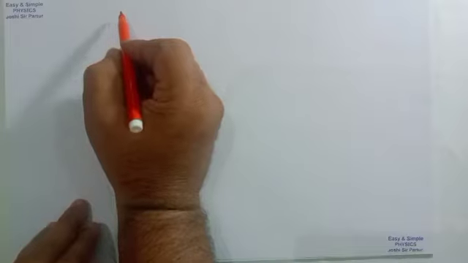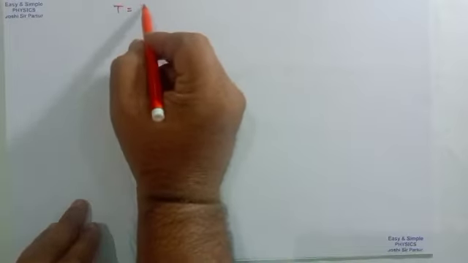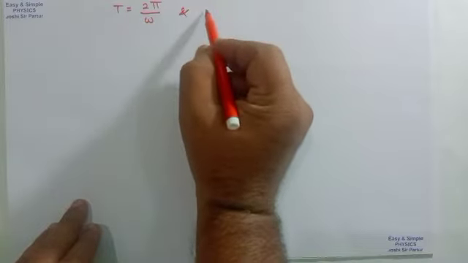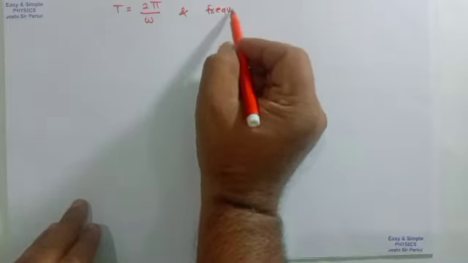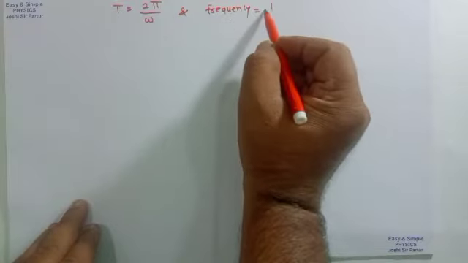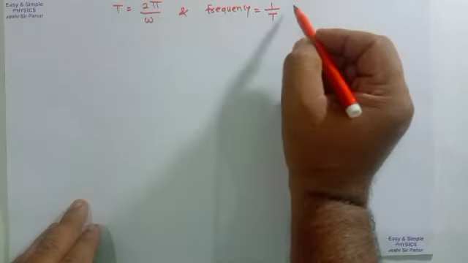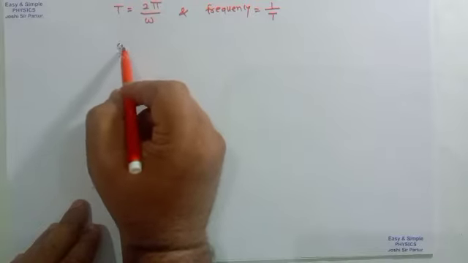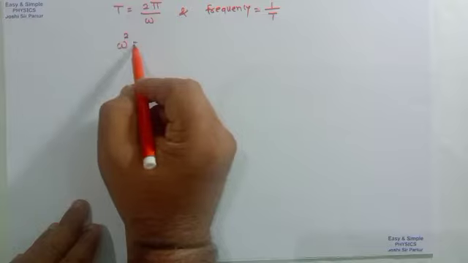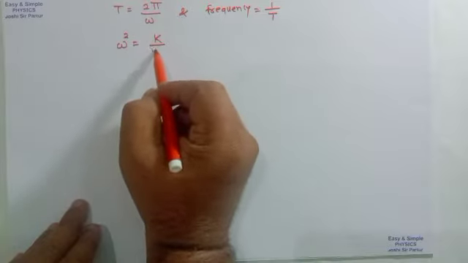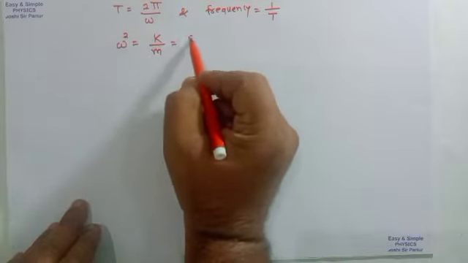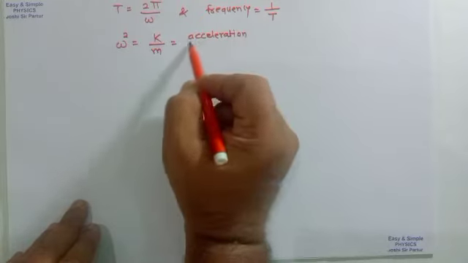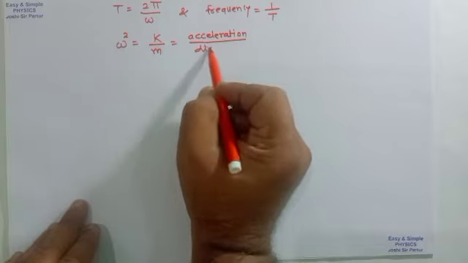First, we know that time period is equal to 2 pi upon omega and frequency is equal to 1 upon time period. So, we want to find omega. First, we know that omega square is equal to k upon m, which is also acceleration upon displacement.